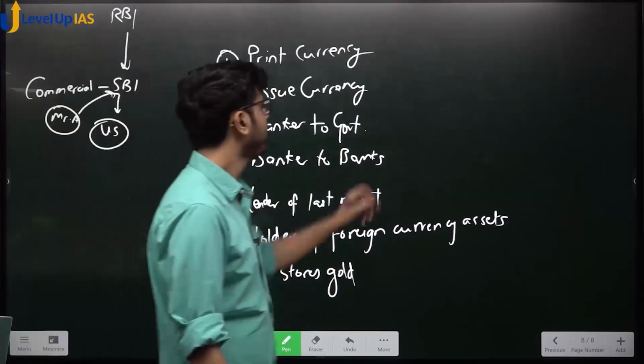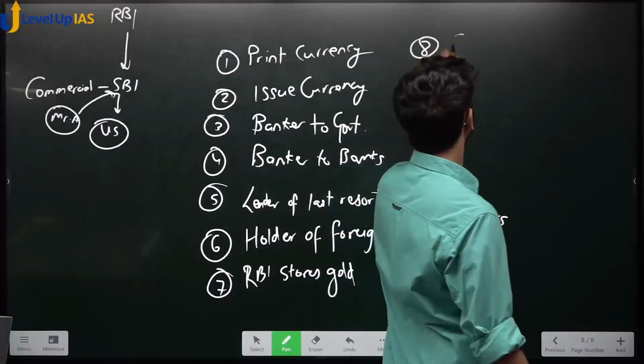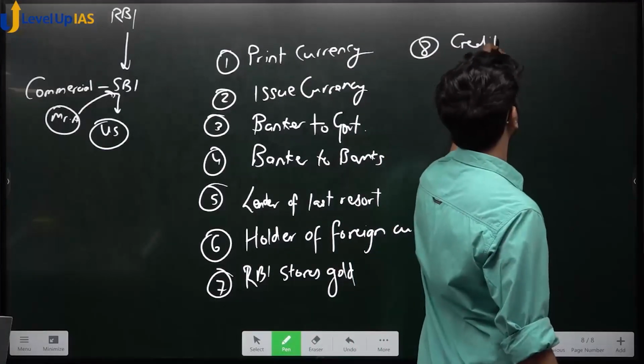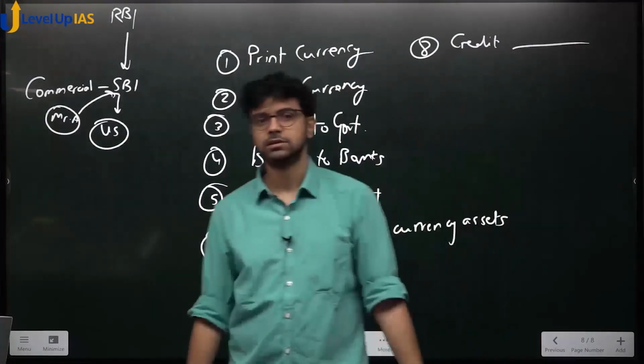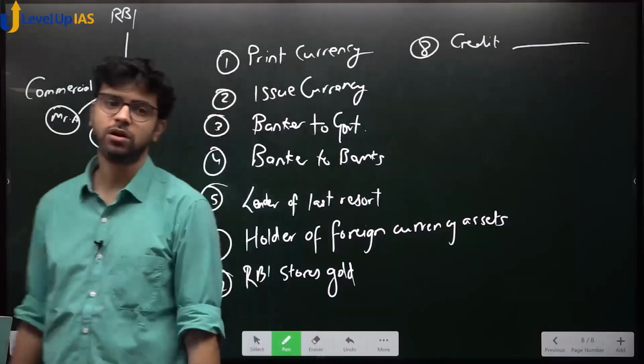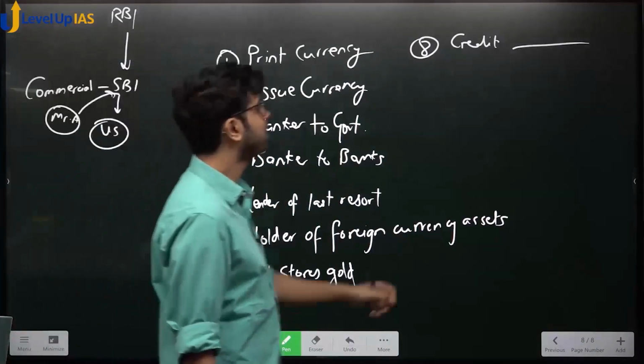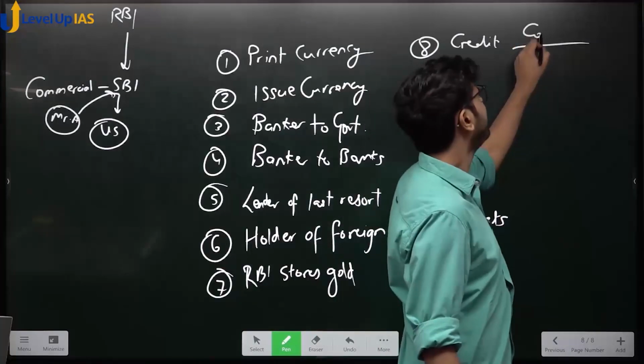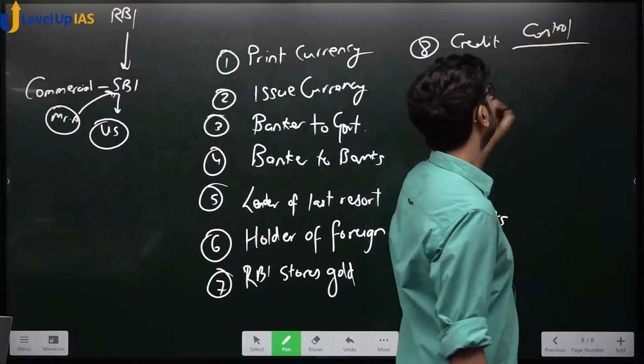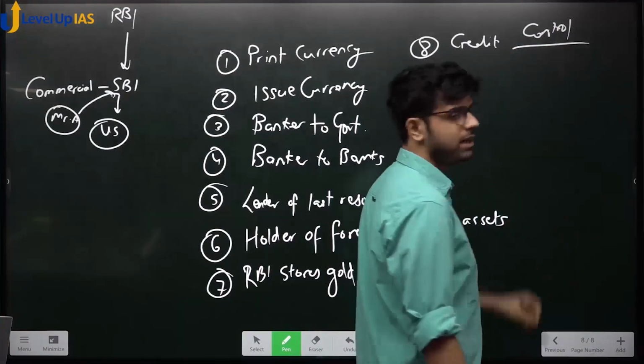Now you only help me. RBI does credit dash. Credit creation or credit control? RBI does credit control by manipulating or by changing the interest rate. Okay?